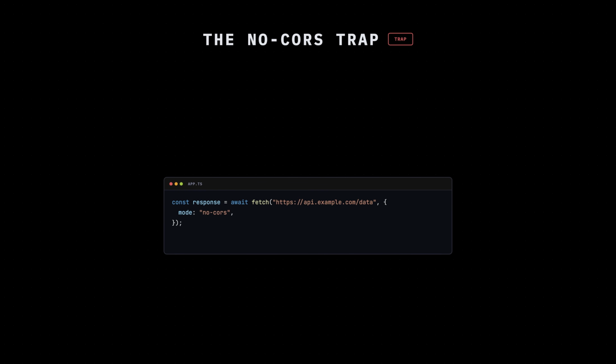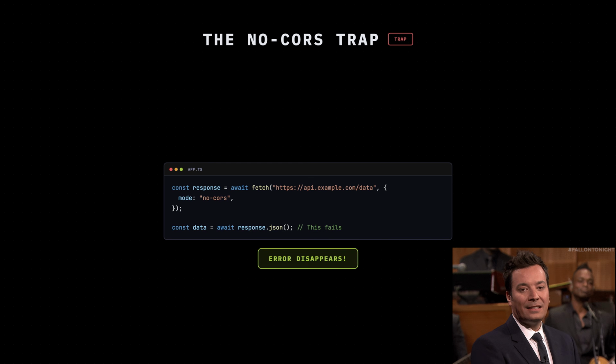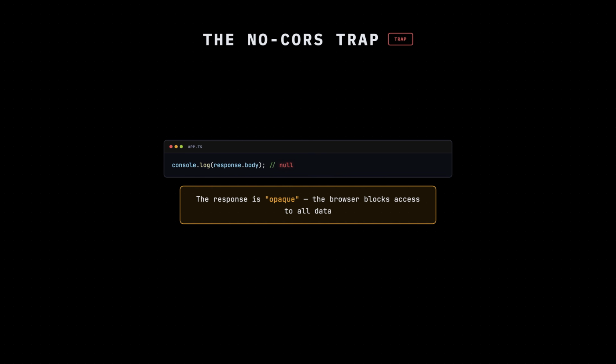You Google the CORS error, or you ask your favorite AI, or someone just says, just add no-cors to your fetch call. You add it, the error disappears. You celebrate. Then you try to read the response. It's empty. Response body is null. The data is gone. Mode no-cors tells the browser, I know this is cross-origin and I don't need to read the response.